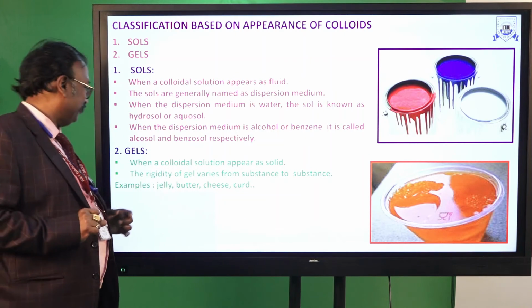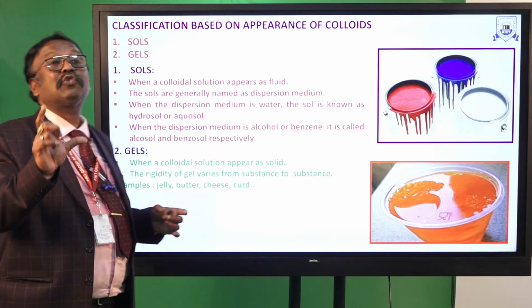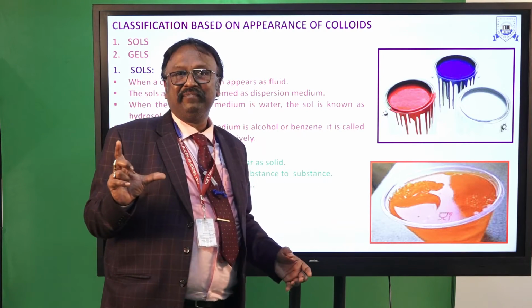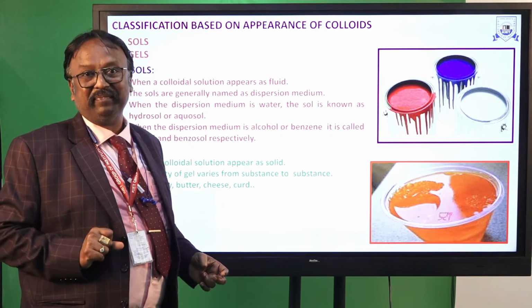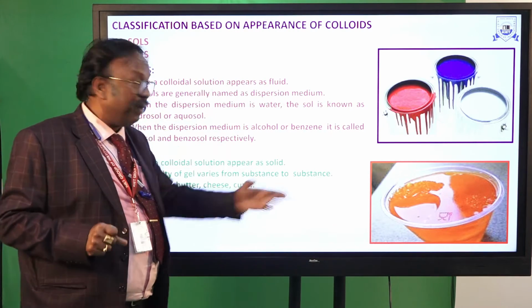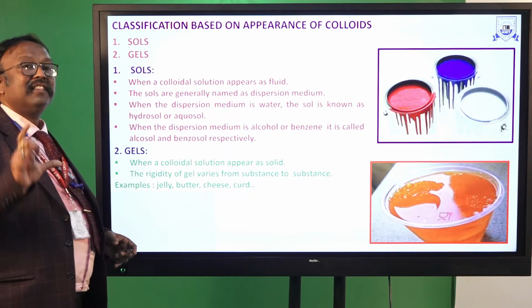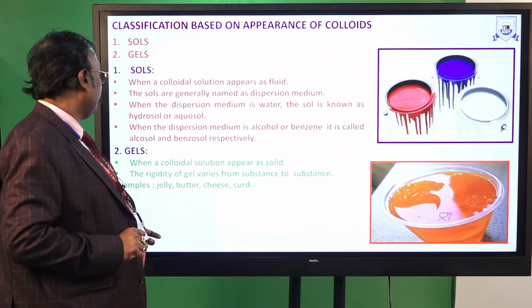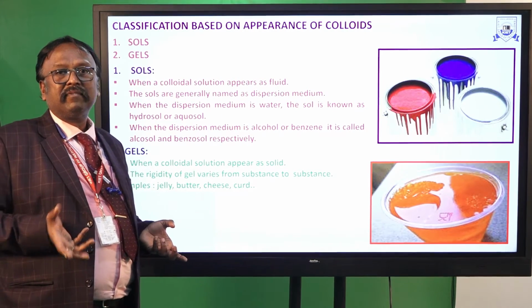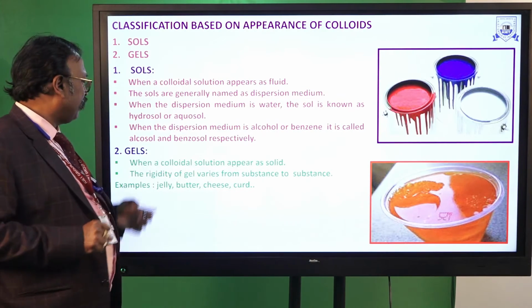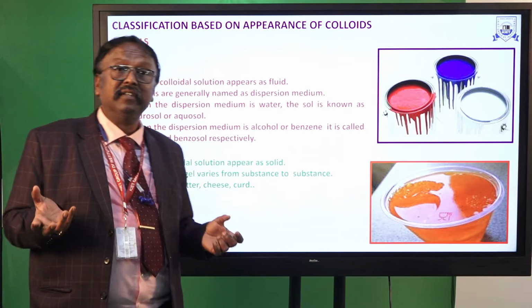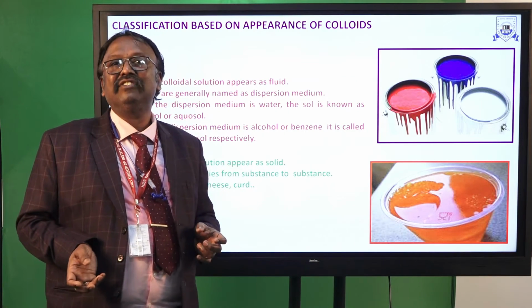Coming to gels. When the colloidal solution looks like a solid, it is a semi-solid, gel-like structure. It depends upon the appearance only. Whereas paint is liquid, gels are liquid but they look like a solid. The rigidity of gel varies from substance to substance. Examples are jelly, butter, cheese, curd. These are all examples of gels.